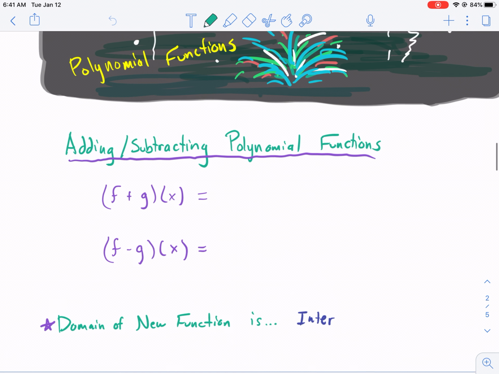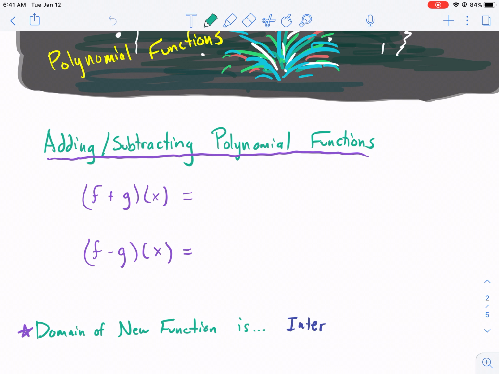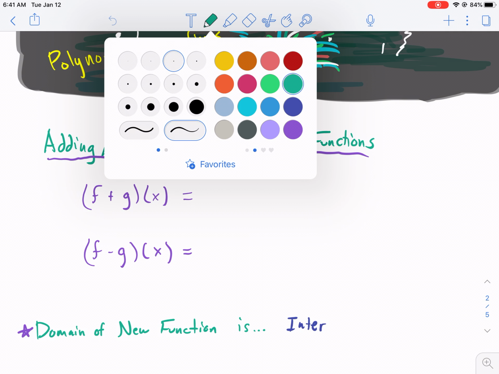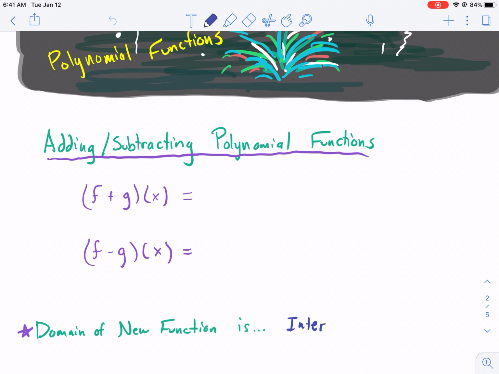Here we have adding and subtracting polynomial functions. We did this in section 4.2, but now we're going to explicitly write it out in a new way. So here we have this, f plus g of x. Anytime you see that, don't panic. It's much easier than you think. It's the same thing as adding f of x plus g of x. It's as simple as that.